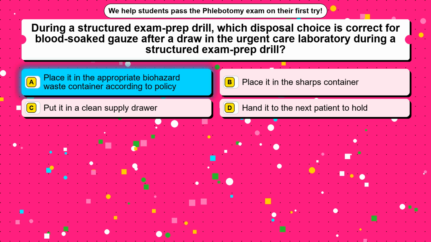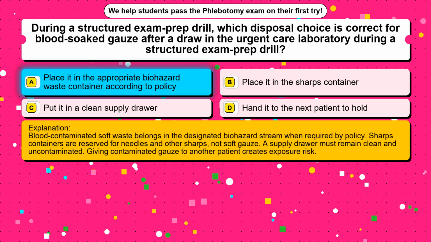The correct answer is option A. Place it in the appropriate biohazard waste container according to policy. Blood-contaminated soft waste belongs in the designated biohazard stream when required by policy. Sharps containers are reserved for needles and other sharps, not soft gauze. A supply drawer must remain clean and uncontaminated. Giving contaminated gauze to another patient creates exposure risk.